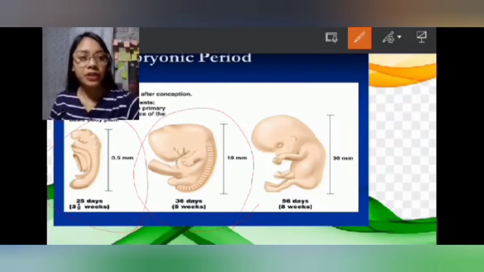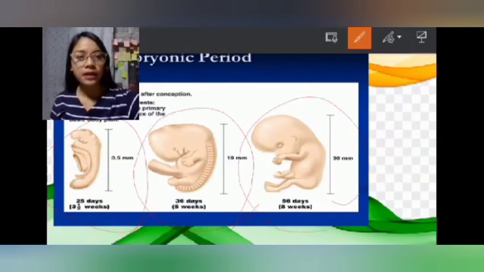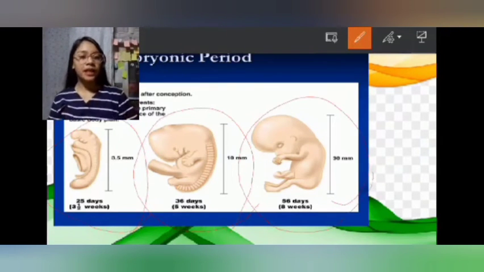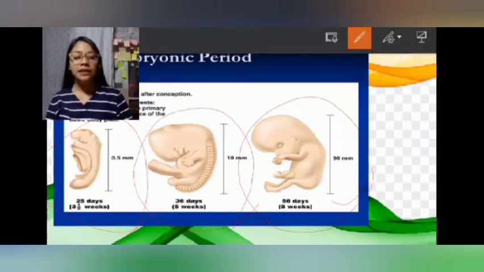And then the letter C, organs appear. It is 30 millimeters in 56 days, or 8 weeks. By the 8th week of development, the embryo has all of the basic organs and parts except the sex organs.